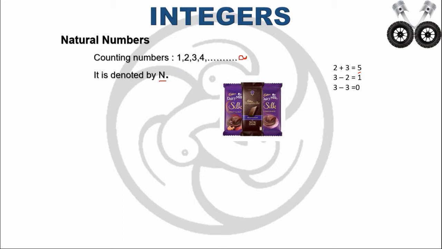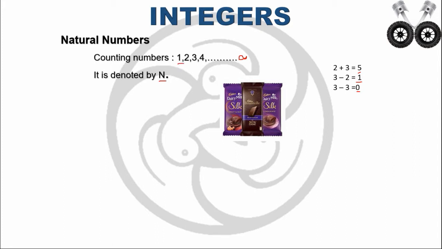If you are going to subtract two natural numbers, that is 3 minus 2, the answer is 1. So 3 and 2 are natural numbers, and the answer 1 is also a natural number. Now I am going to subtract the same number, that is 3 minus 3. Whenever I subtract the same numbers, you will get the answer 0. But 0 is not a natural number. The natural numbers start from 1.